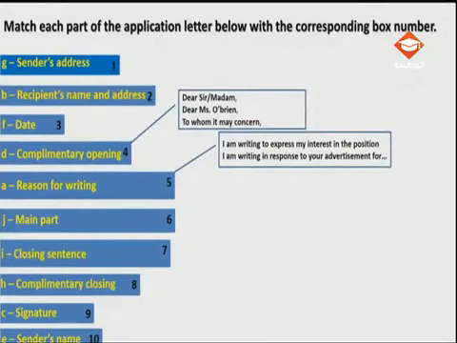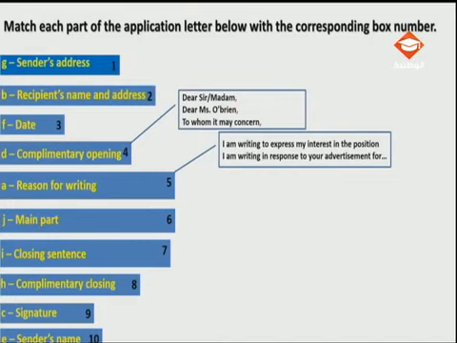And in the body, the first part is the reasons for writing. We normally use expressions like "I am writing" to give the reasons for writing. These are some examples: "I am writing to express my interest in the position of," and you mention it, or "I am writing in response to your advertisement for," which job or position. These are just possibilities. Shall I mention the details about the ad, where it appeared, when it appeared?